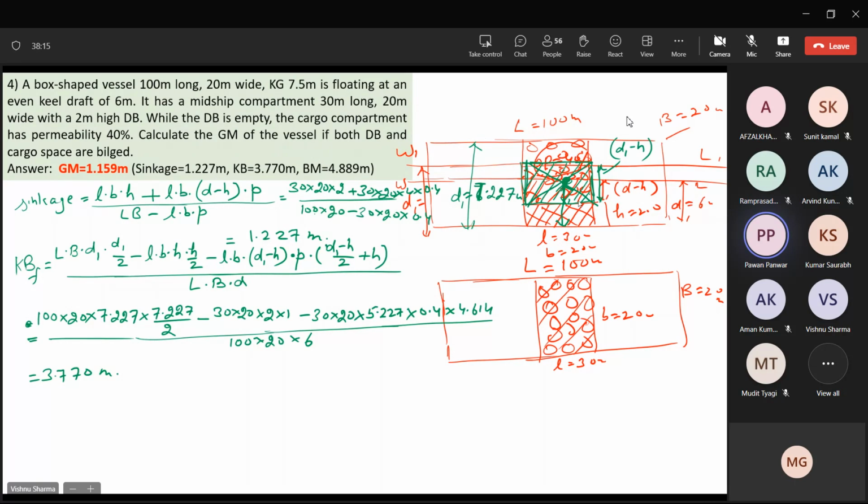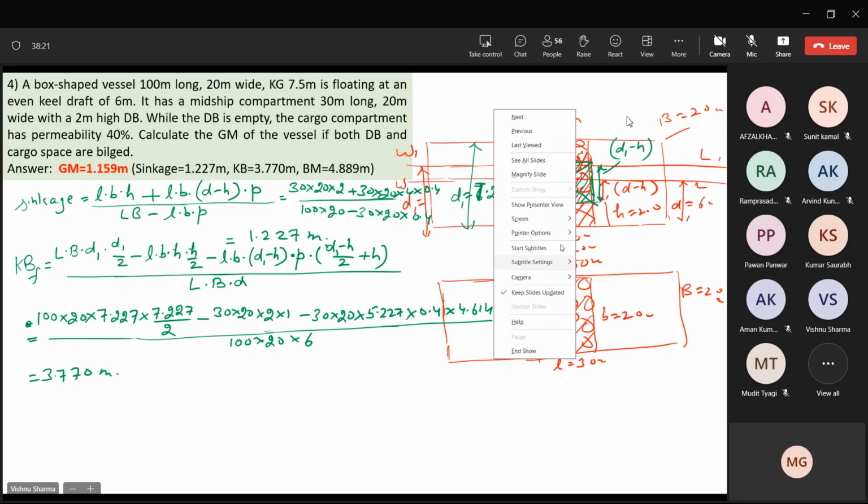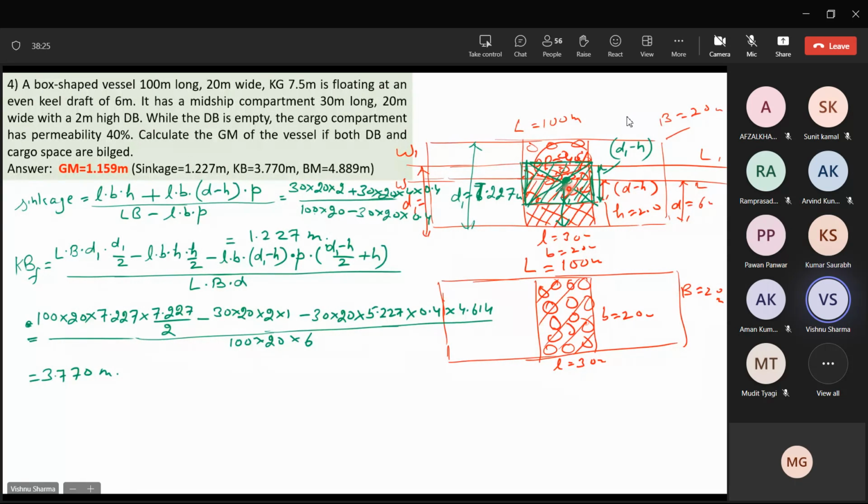d1 minus h by 2 plus h. Okay sir. And then how much more to keel? Another 2 meters. Yes or no? Is this distance d1 minus h by 2? Yes or no? Yes sir, further, d1 minus h by 2. So identify the center and see what is the distance.